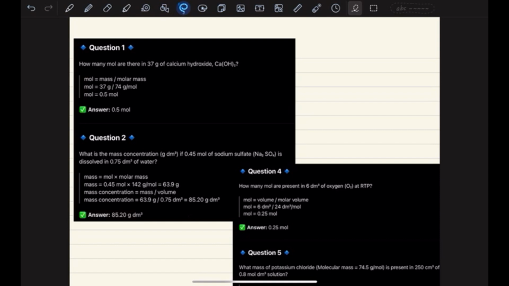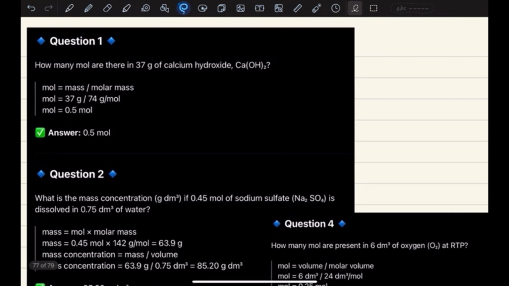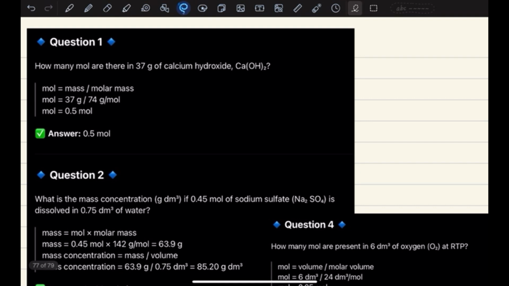Okay, so now we have the answers to all the questions. Again, we're pretty much doing something really, really similar to what we had already done. So if you look at question 1, we've done questions like this. They've given you the mass. We need to find the number of moles. So use the molar mass. Mass divided by molar mass equals number of moles. 0.5 is the answer. Cool.